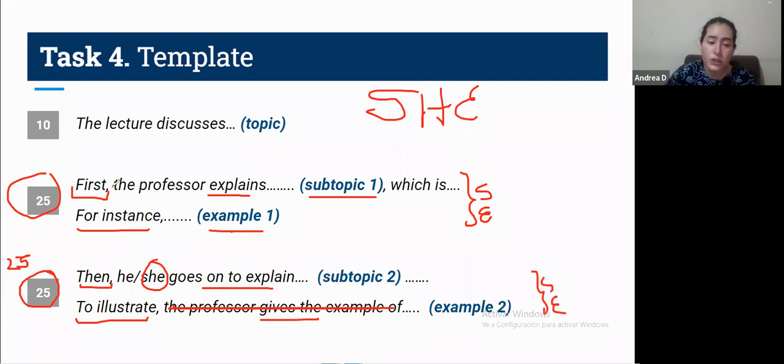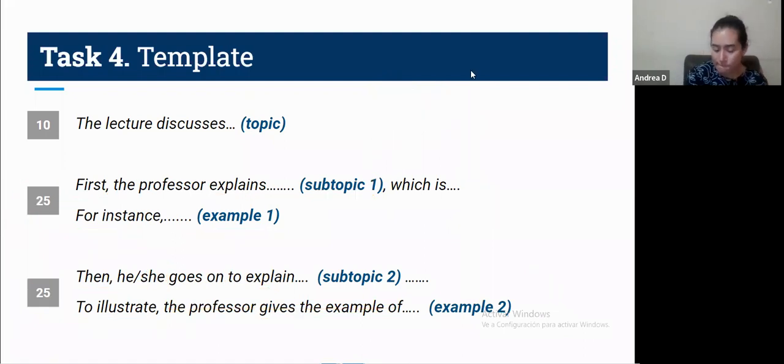You don't need a conclusion. Go with, I don't know, the two things that influence a consumer's decision. Something like that, or that is how the professor explains the factors of quality. So that's it, okay? Introduction, subtopic 1, example 1, subtopic 2, and example 2. So any questions about these, about how you have to structure your response? What do you think? Is it clear?